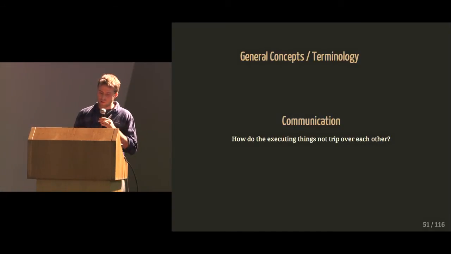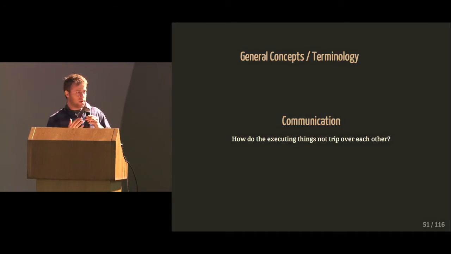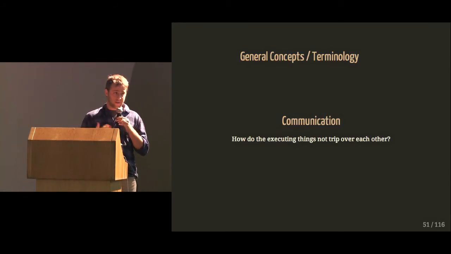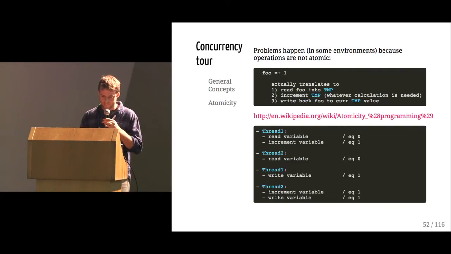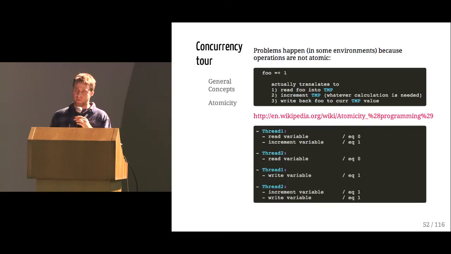So this is probably the most important common ingredient that all these things share, because we have all these things that are executing. They're running either preemptively or cooperatively or whatever. But they need to coordinate between them what's happening, because they're all doing work with the same stuff. So how do we make sure that these things don't trip over each other? This leads me into the concept of atomicity. Atomicity is basically the fundamental reason why concurrency is hard. This is the reason people do PhDs on this stuff. It's because things are not atomic.